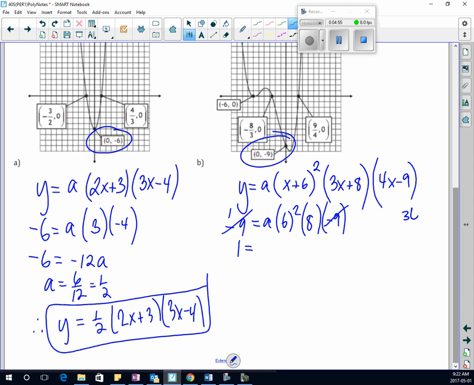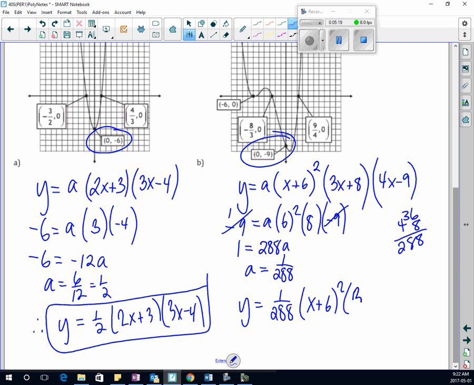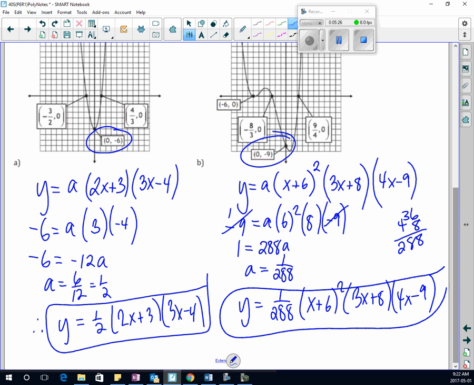So 1 equals, what's 36 times 8? I don't have a calculator, remember? 24, so that would be 288, yes? 288a. So a equals 1 over 288. So y equals 1 over 288 times x plus 6 squared, 3x plus 8, 4x minus 9. Bada bing, bada boom. There we go.